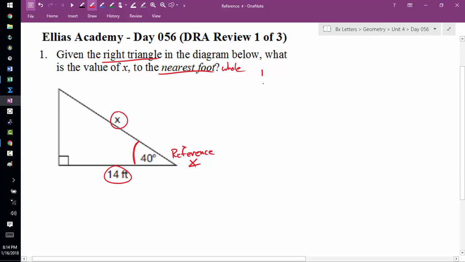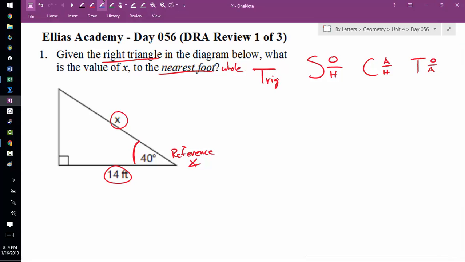So trig is how we're going to solve this, because trig will allow us to use an angle and a side to find a missing side. So I'm going to write down my trig functions, sine, cosine, and tangent, and the appropriate ratios. So SOH, that's opposite over hypotenuse, CAH, that's adjacent over hypotenuse, and then TOA, that's opposite over adjacent. And that will serve as a reminder when we go to label our right triangle.